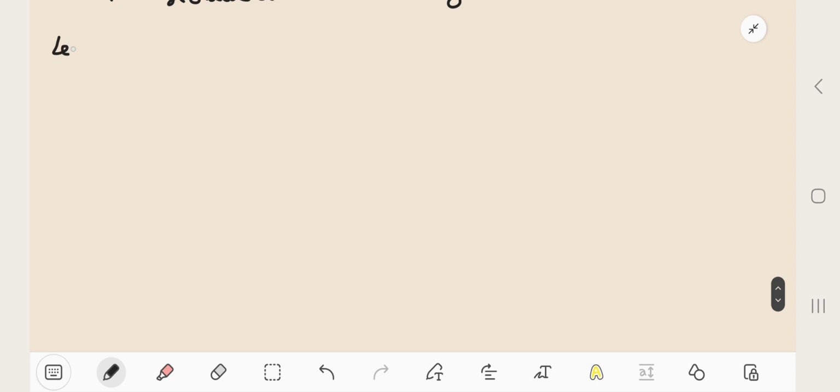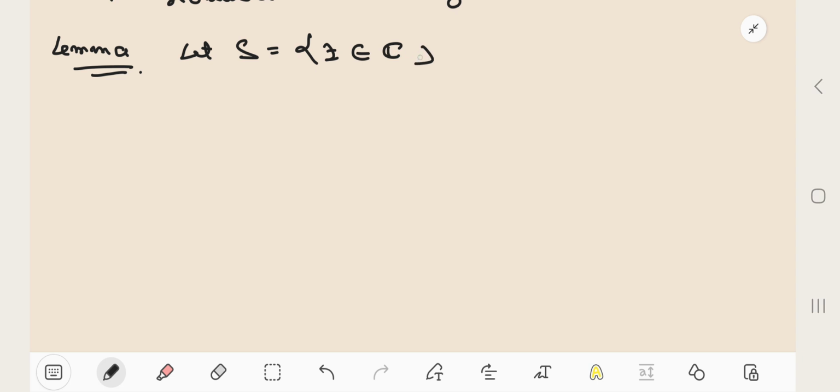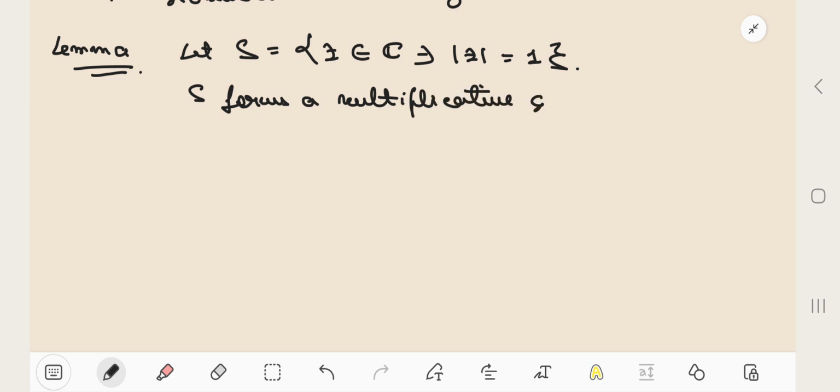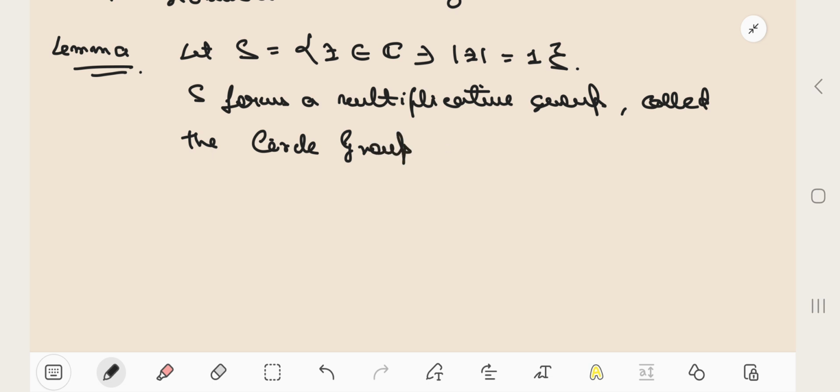So the first lemma which we start with today is the following. We first consider a set S, which is the collection of all elements in the complex plane such that the modulus of each of those complex numbers is 1. The first thing to observe, which I can include inside the lemma itself, is that S forms a multiplicative group. We call this the circle group, or specifically the unit circle group.